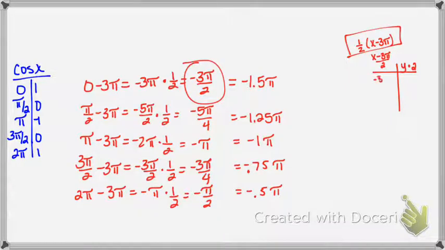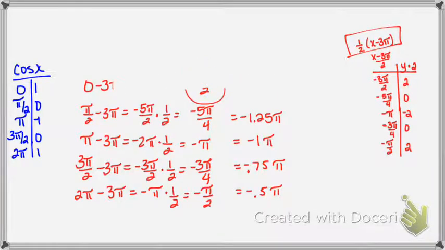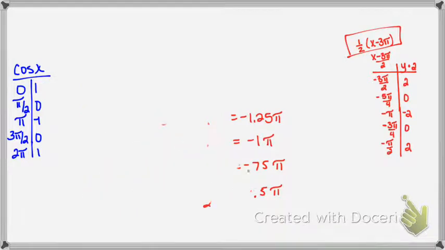We said it was negative 3 pi over 2, negative 5 pi over 4, negative pi, negative 3 pi over 4, and then negative pi over 2. Now for our y's, we're just going to multiply them by 2. So we got 1 times 2, 0 times 2, negative 1 times 2, 0 times 2, and 1 times 2. All right, and so there are the points that we are going to graph. So I'm going to erase this middle part where I did this work. So we can go back to our other sheet now.